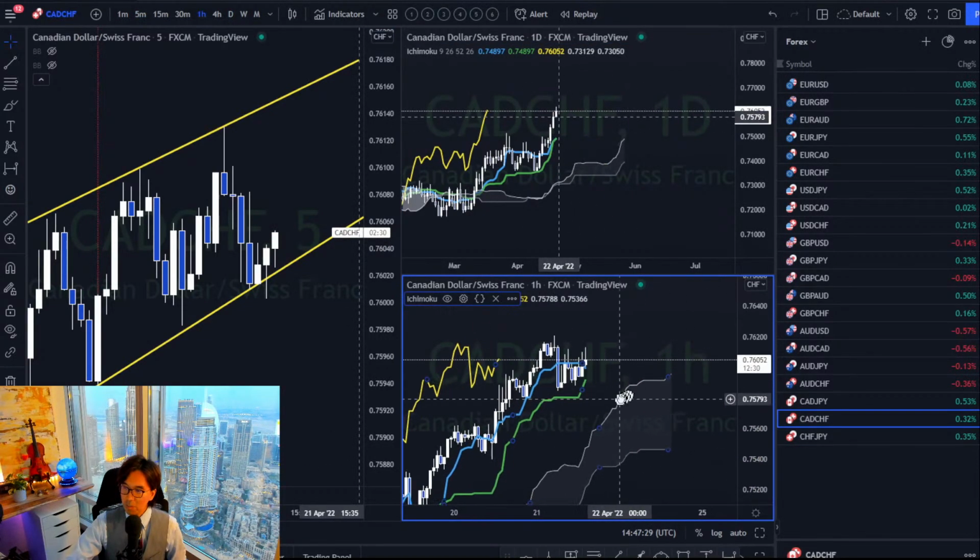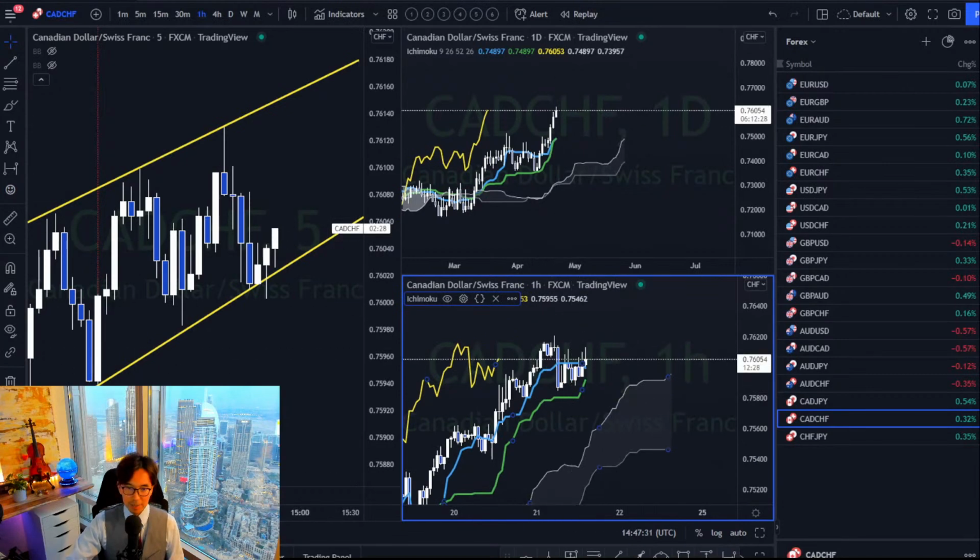1 hour in price action looks to be range, but since Kumo is bullish and Kumo is getting thicker and thicker, this is all showing a stable uptrend in 1 hour. And Kijun Sen is bullish, and Chikou span is above candles, so this is bullish. Yep.